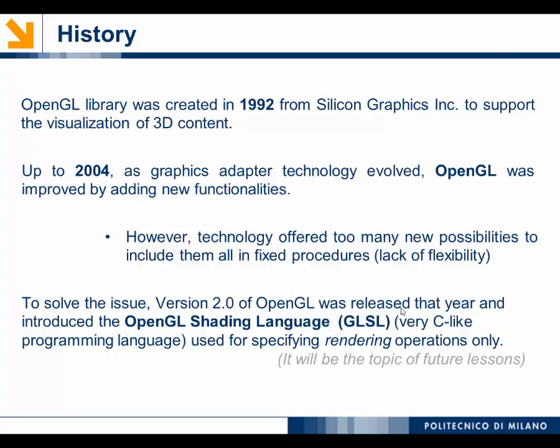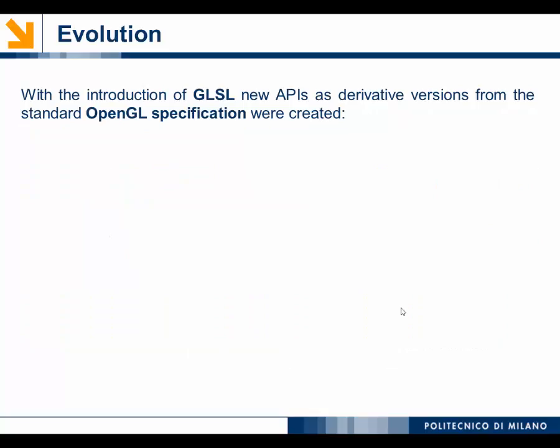this OpenGL Shading Language. In this case, we face a very C-like program which is used to perform rendering operations. Since it is very important for this course, we will address this topic in many future lessons, in order to analyze it in depth. After the introduction of GLSL, many different versions of OpenGL started to spawn.